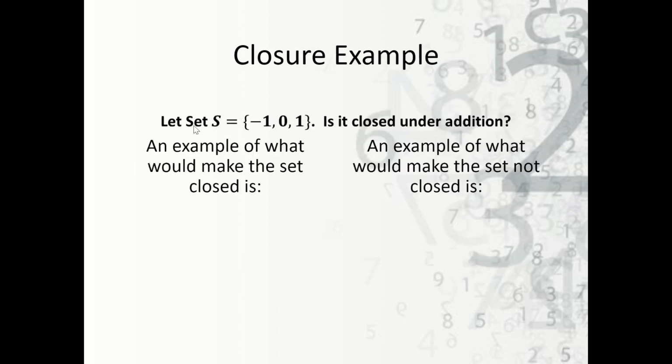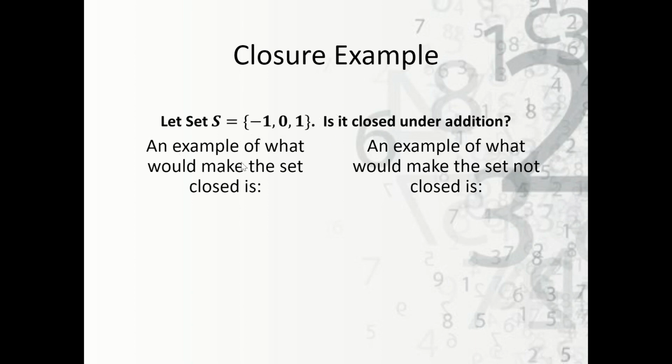So here's an example. We have the set of -1, 0, and 1, and want to know, is it closed under addition? So what that means is I'm going to take each of these elements, like -1 and 1, and when I add them together, I get 0, which is in the set. So that means that the set might be closed. If for some reason, though, I end up adding two numbers together and the result is outside the set, so let's say I add something together and I get 6. Well, 6 is not in the set, so therefore it is not closed.